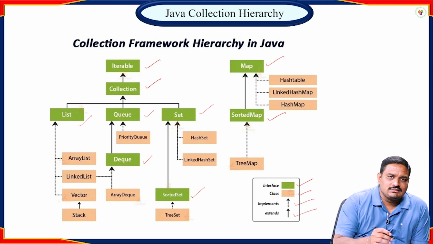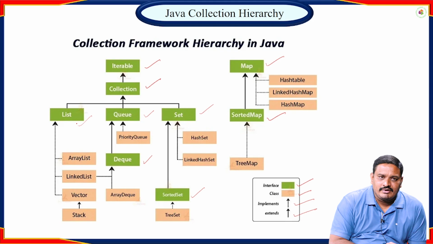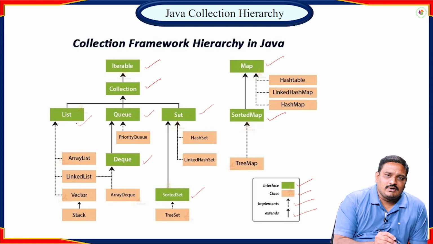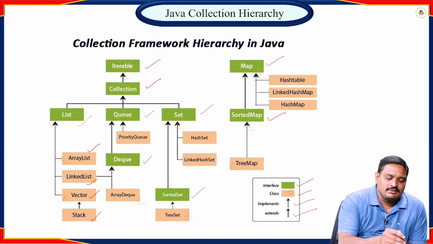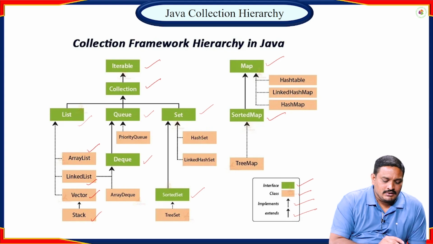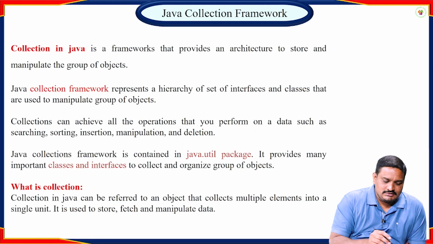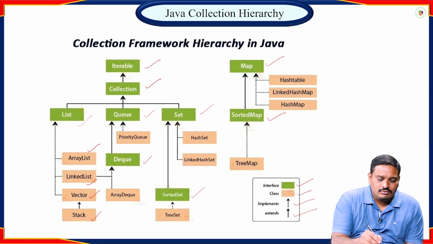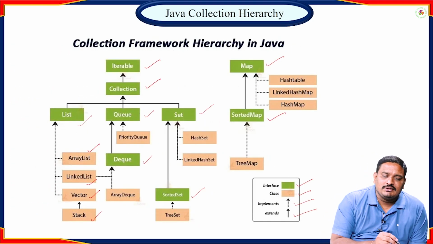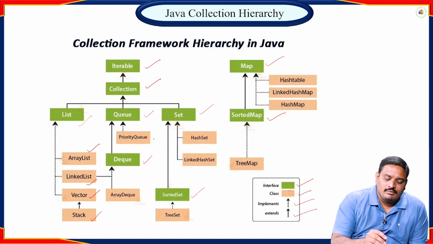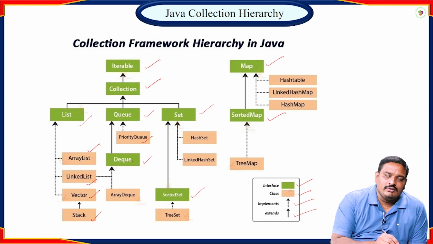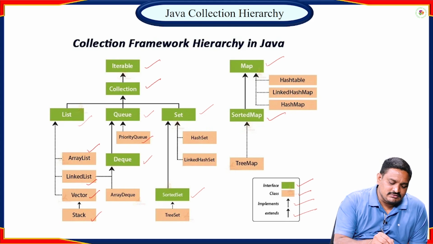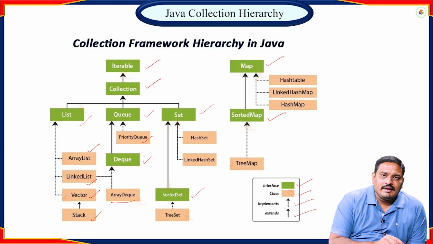First we take the List interface. What are the classes under the List interface? The classes are ArrayList, LinkedList, Vector, and Stack. These four classes are under the List interface. The next one is the Queue interface. In the Queue interface, the PriorityQueue class is there. The Deque interface is there. Under the Deque interface, there are two classes: the first one is LinkedList, the second one is ArrayDeque.